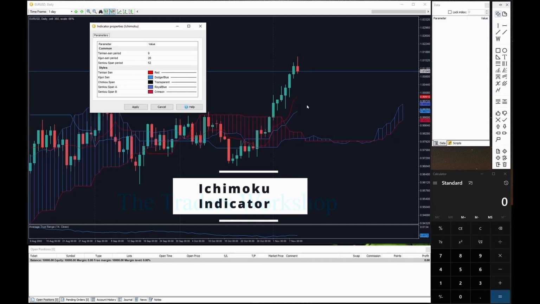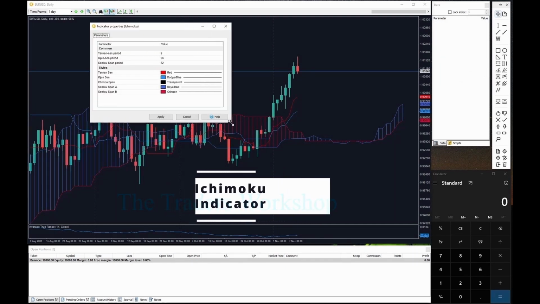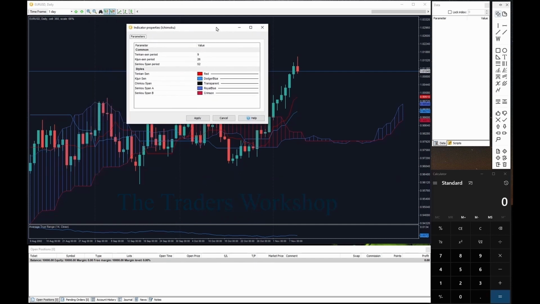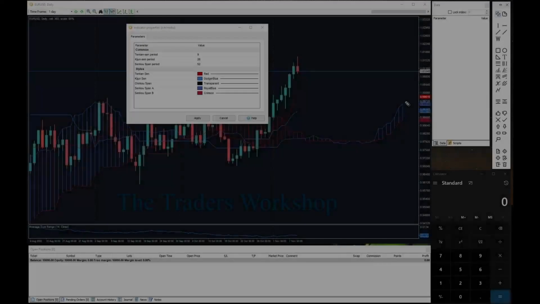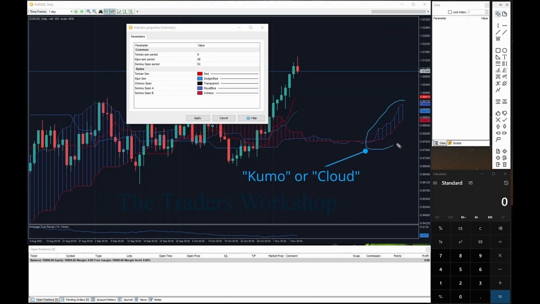If you remember from the chart setup video, these are my settings for the Ichimoku indicator. The red line is the Tenkan Sen. The Dodger blue line is the Kijun Sen. Chikou span is set to transparent because we will not be using it. This royal blue line is the Senkou span A, and this crimson colored line is the Senkou span B. In Japanese, this is called Kumo, which means cloud in English, simply because it looks like a cloud.